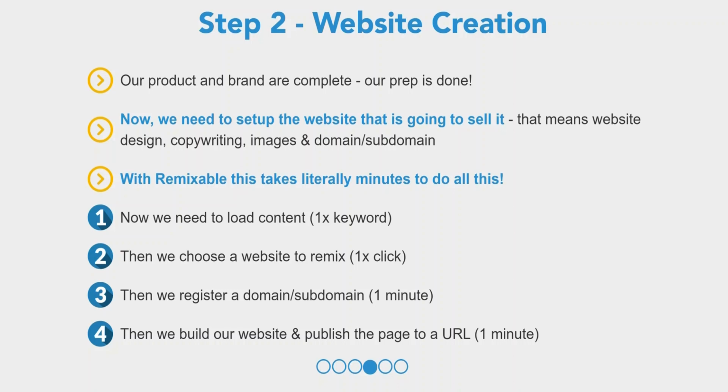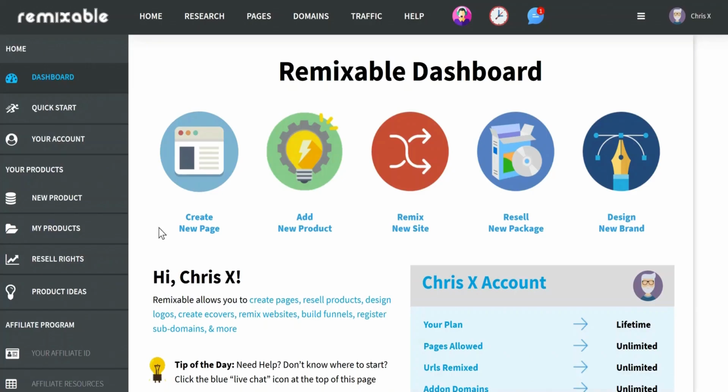And what we'll want to do now is to set up the website that's actually going to sell our product. That involves website design, copywriting, image creation, and of course, publishing our page to either a domain or subdomain. And once again, with Remixable, this takes literally just a few minutes. To do this, we'll need to take a few steps. We'll need to preload our content, and we'll do this by just entering one keyword. So we'll go over to Remixable, and we can create our content from the product page. So I'm going to open the product page in a new tab.